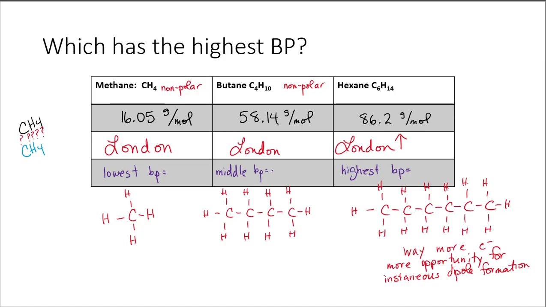So that being said, what is the boiling point of methane? Negative 162 degrees Celsius. It's a gas at room temperature. All right. So negative 162 degrees Celsius. What is the boiling point of butane? Negative 0.5 degrees Celsius. All right. Still a gas at room temperature.